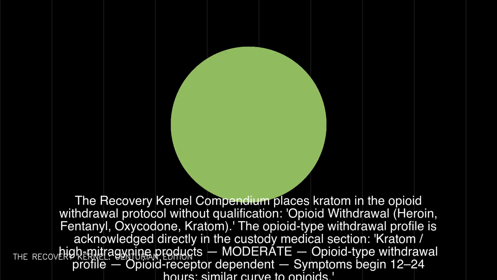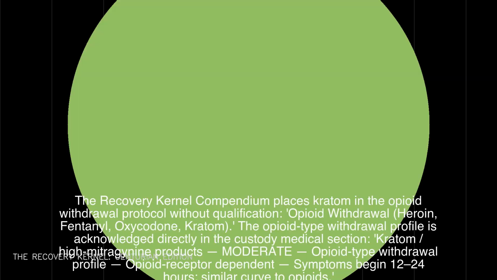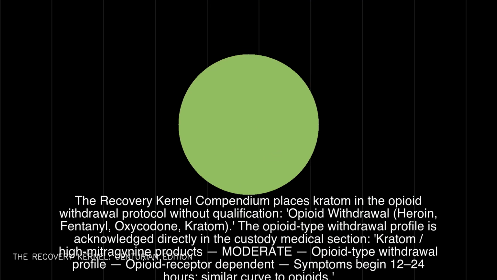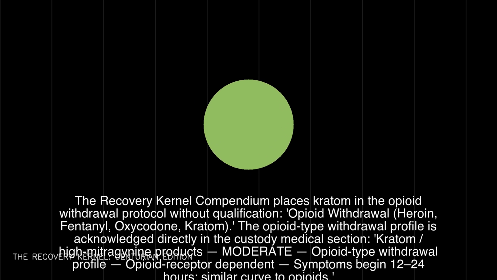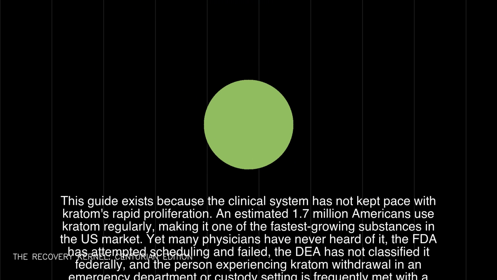The Recovery Kernel Compendium places kratom in the opioid withdrawal protocol without qualification: opioid withdrawal, heroin, fentanyl, oxycodone, kratom. The opioid type withdrawal profile is acknowledged directly in the custody medical section. Kratom/high mitragynine products, moderate, opioid type withdrawal profile, opioid receptor dependent, symptoms begin 12 to 24 hours, similar curve to opioids. This guide exists because the clinical system has not kept pace with kratom's rapid proliferation.